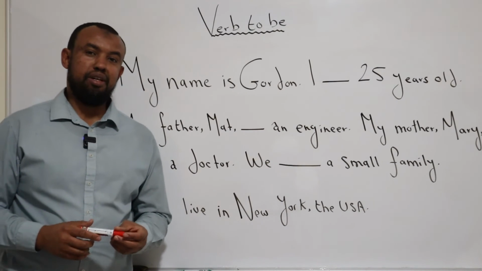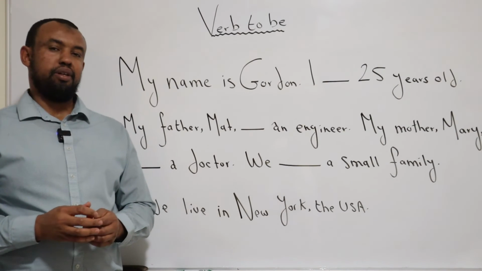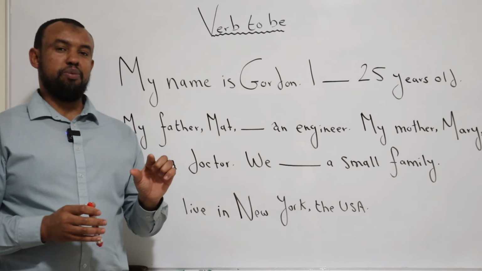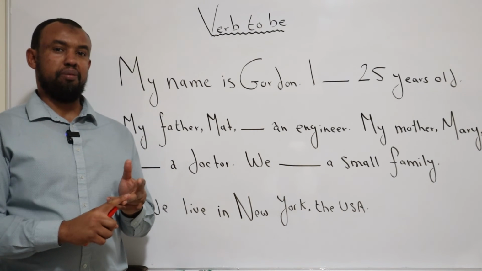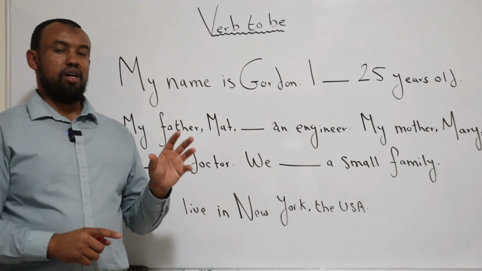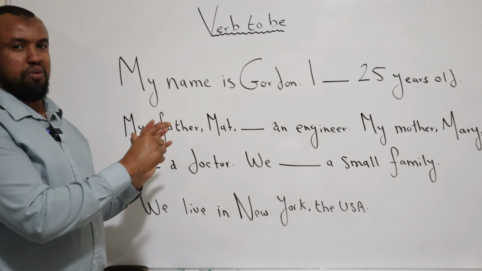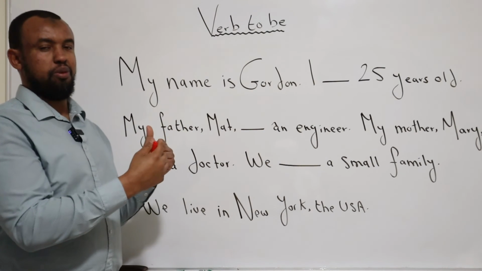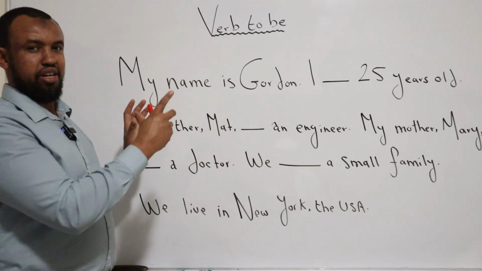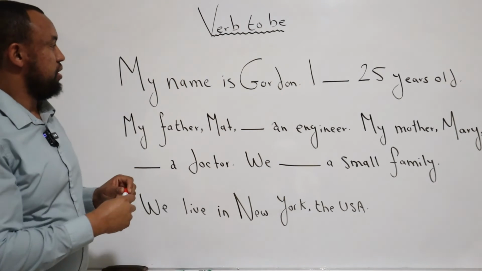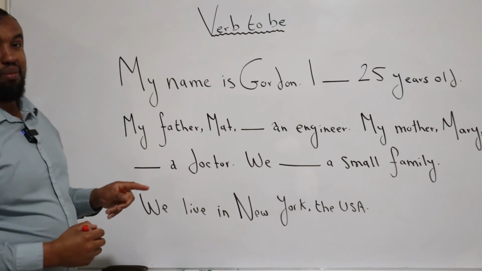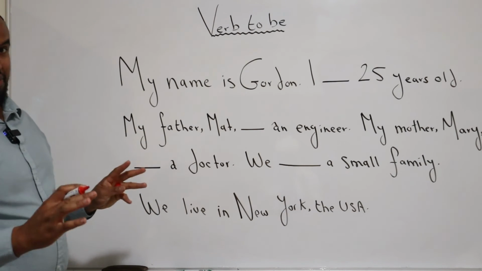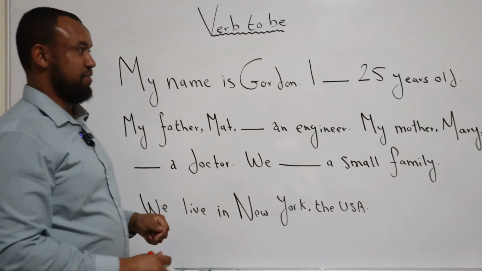So today we've looked at the verb to be, and we've looked at using the verb to be in the positive, in the negative, and in the question format, okay? Now we have a small exercise here. It's kind of like a revision for what we've learned today, all right? A nice small story. So let's read together, all right? My name is Gordon. Not Gordon Ramsay, but my name is Gordon, okay?